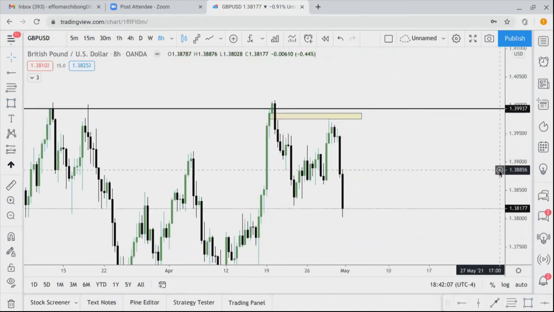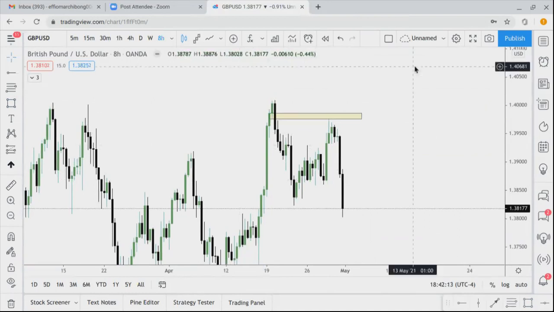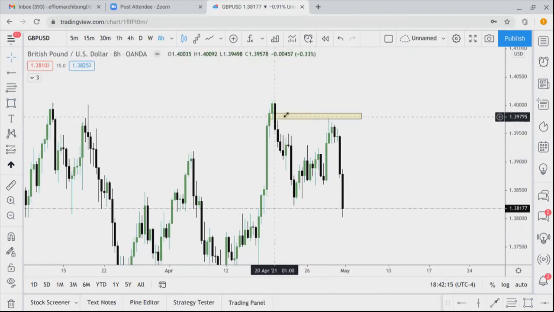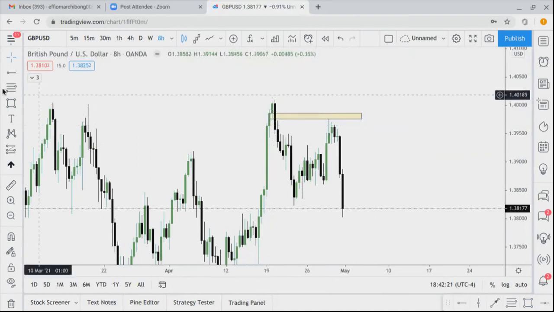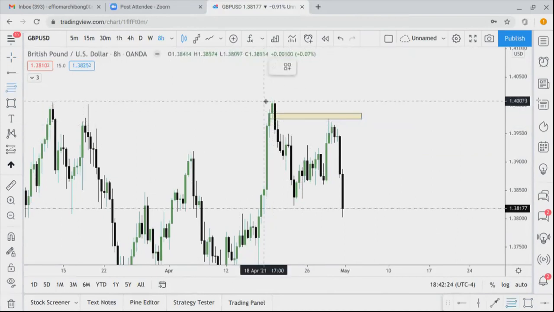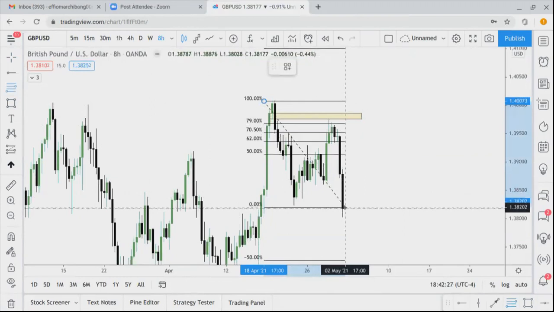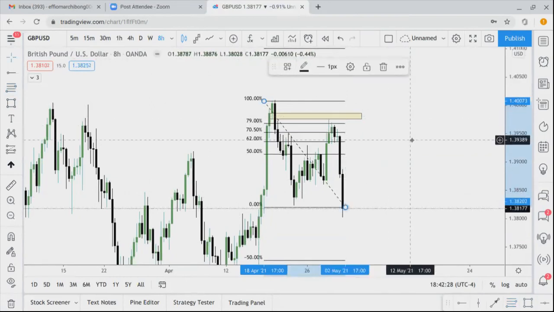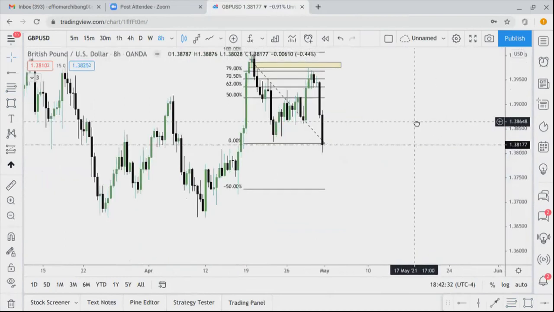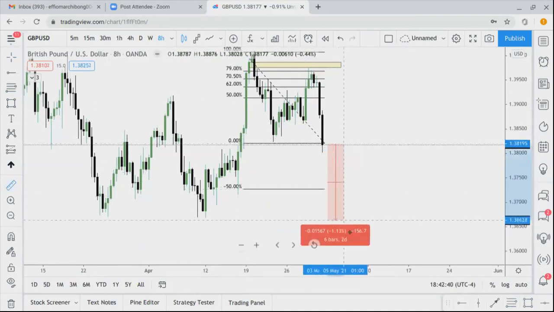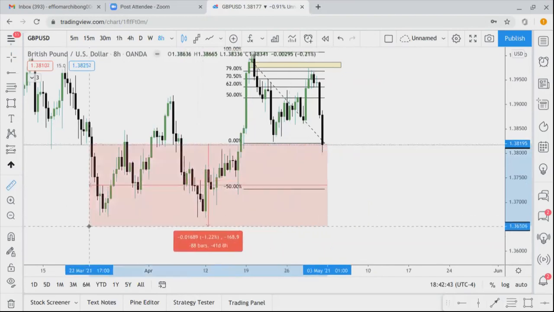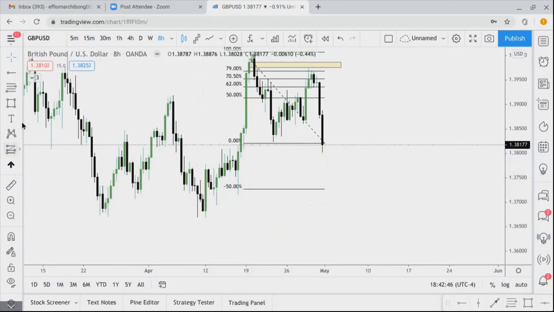I'm going to do this right here. I'm going to take away this line because I don't care about this line anymore. Okay, I'm going to do this right here. So this market has more room to the downside. Even if it pulls back, I want to see this market come down here and eventually down somewhere here to take away all of these points here. So about 150 pips to the downside.